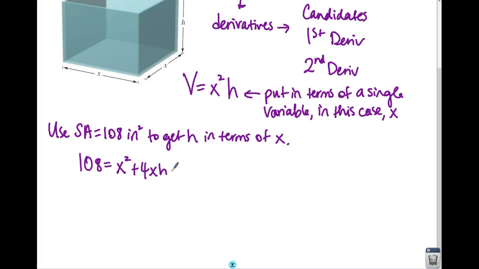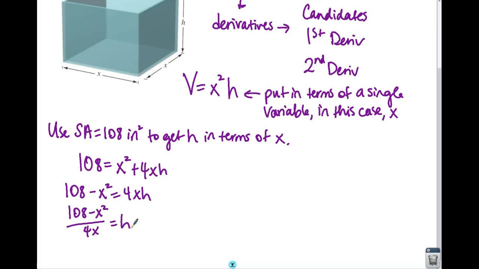And again, it's an open box, so there's no top piece, so we don't have to worry about having 2 x squared pieces, okay? So my surface area is x squared plus 4xh. And so the whole point of this is to get h by itself, so h is in terms of x, so I can use that up here, okay? So 108 minus x squared equals 4xh, divide by that 4x, and so 108 minus x squared over 4x equals h. So now I have h in terms of x, and I can plug that into my volume, okay?